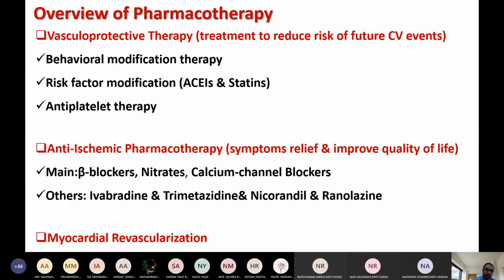Okay, and of course, apart from the pharmacotherapy, you have myocardial revascularization that sometimes can be one of the measures, as we will highlight later. So, in general, in terms of medication, we have medication targeting reduction of future cardiovascular events, and medication targeting symptom treatment.